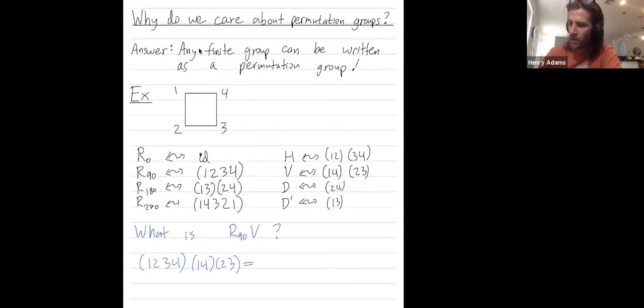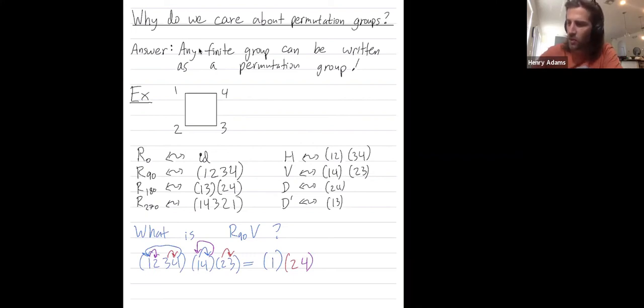Okay, and what does this give me? Well, let's start to see where 1 goes. I don't move 1, then 1 gets mapped to 4, and then 4 gets mapped back to 1. So 1 stays fixed, I think. Where does 2 go? 2 goes to 3, which doesn't get moved, and then it goes to 4. So 2 goes to 4. Where does 4 go? 4 gets mapped back to 1, and then that gets mapped to 2. So 4 gets mapped back to 2, so I'll close this off.